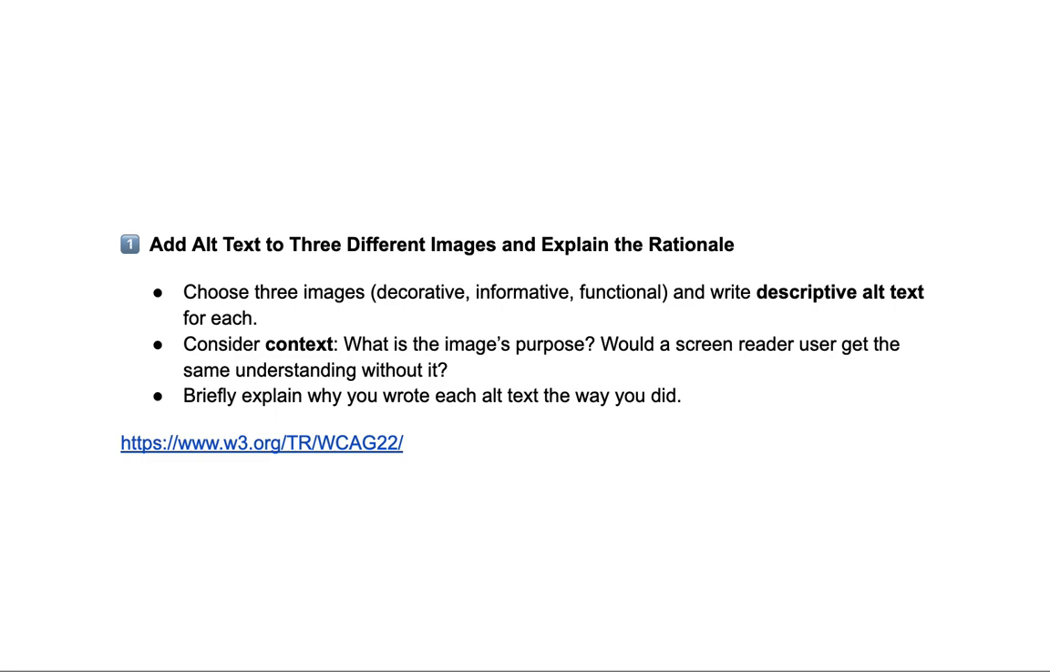And this is choosing 3 images. 1 is decorative, 1's informative, and 1's functional. And then write descriptive alt text for each. And consider the context, how the image is going to sit around content in the area, what the purpose is, what a screen reader user would get. Would they get the same understanding without the alt text?